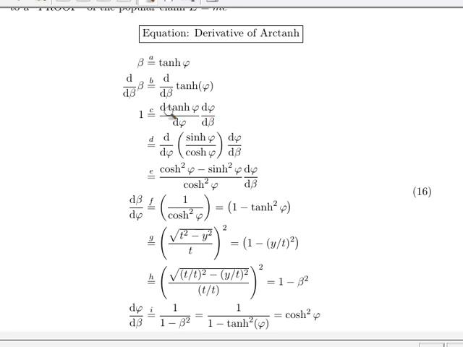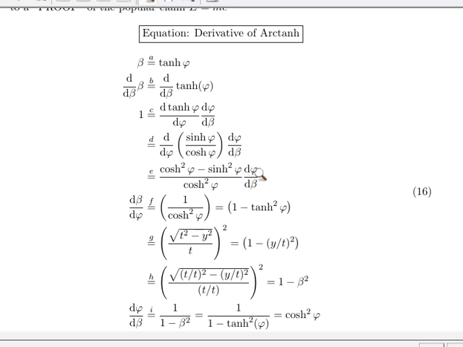Then we break out tanh phi. Tanh phi is sinh phi over cosh phi. Then we take the derivative, using the old derivative of a quotient law. The derivative of the quotient is the denominator times the derivative of the numerator, minus the numerator times the derivative of the denominator, over the denominator squared. And the other part remains. And cosh squared phi minus sinh squared phi is 1.